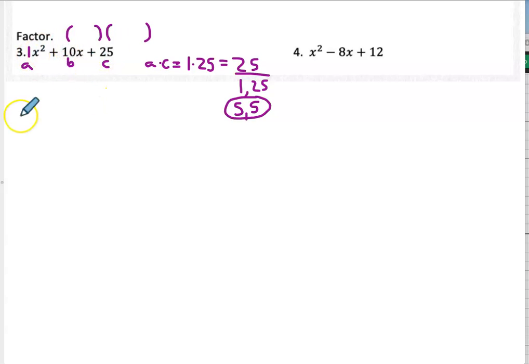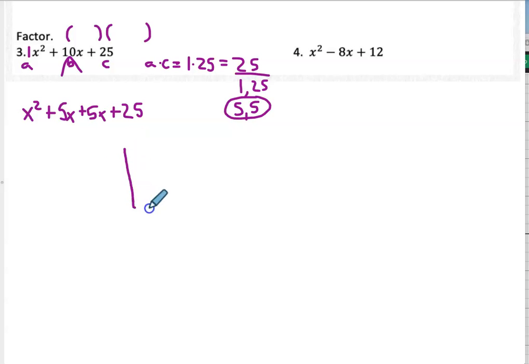Okay, so when I factor this, I'm going to think about this as x squared plus, I'm going to think about 10x as being 5x plus 5x. And we have the plus 25. Okay, so these factors over here tell us what to split b into. So we're splitting it into 5x and 5x.